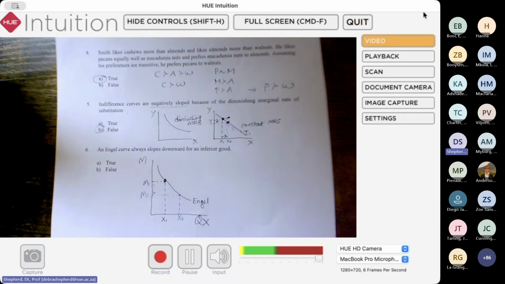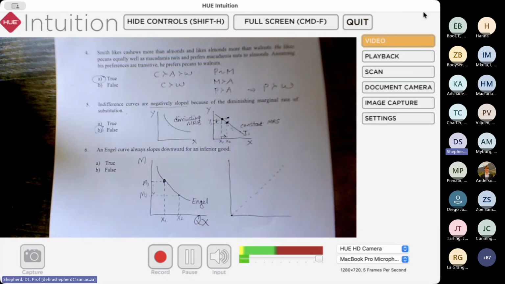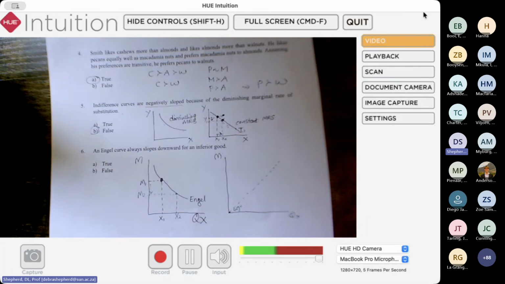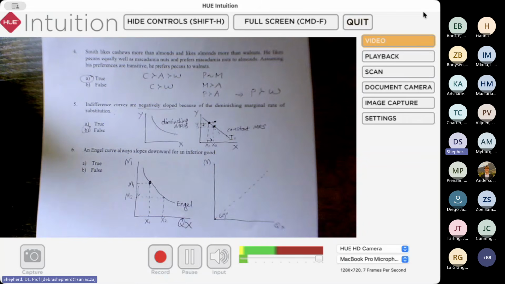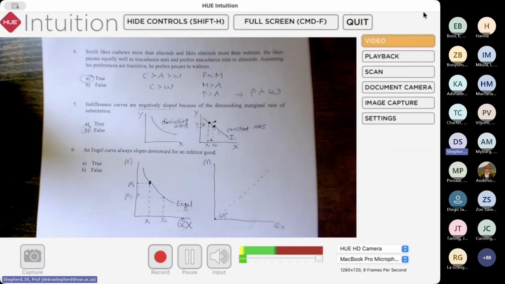The other type of Engel curve is for a normal good, which is always upward sloping. But then we can distinguish between necessities and luxury goods. So if this is M and this is the quantity that we consume of X, and this is a 45-degree line, what we would say is that if you are consuming a normal good, which is a luxury, what that means is that if your income were to double, the response of your consumption to that doubling of your income would probably be more than double. So a luxury is something that you hold out for. You only buy it once you have the income to do so.